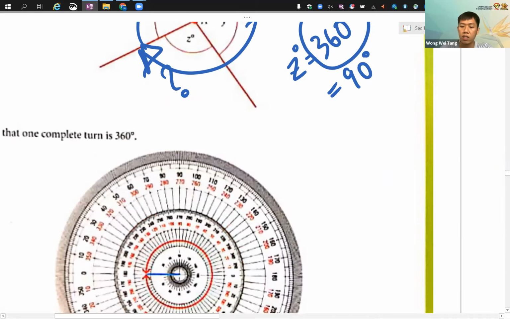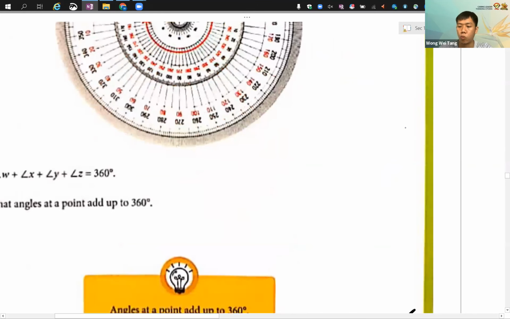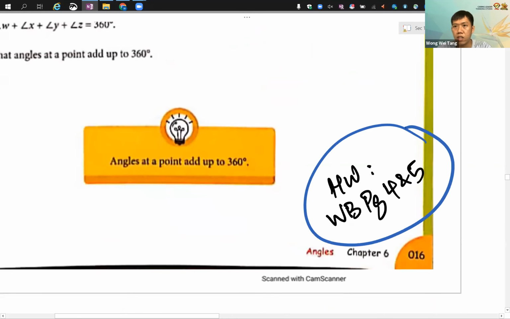Okay, so with this, you can do your homework on your workbook, page 4 and 5, in period number 8. Okay, so later on there is no Zoom. This is your homework. So any questions, you can privately message me. This lesson being recorded will also be uploaded onto our Google Classroom.